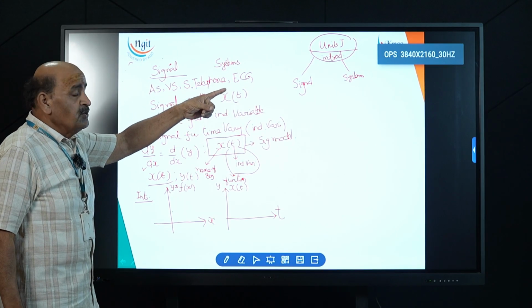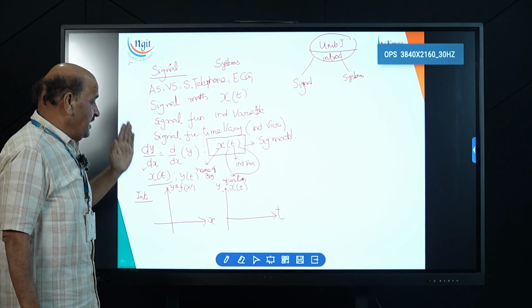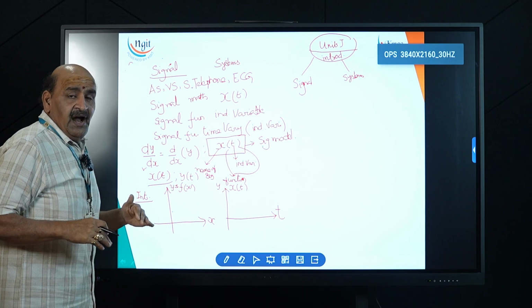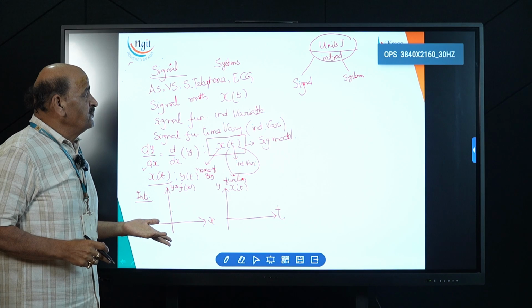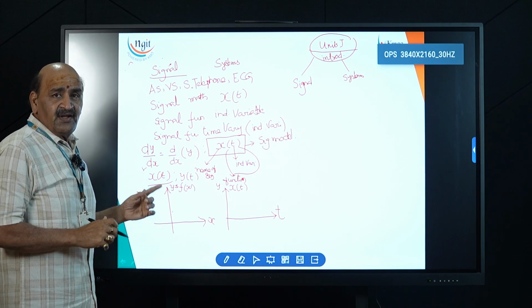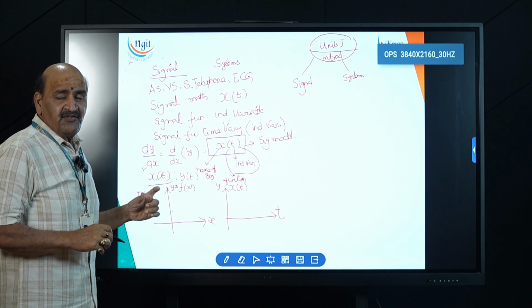Now, unit 1, unit 2. Let us start. Now we are entering into unit 1. This is the full introduction part of signals and systems.